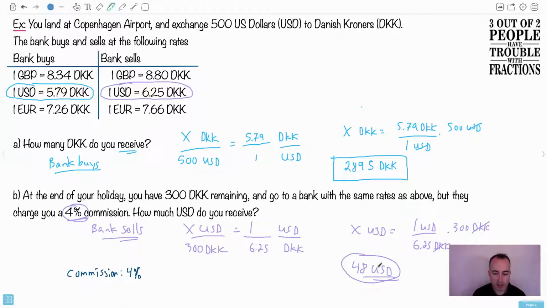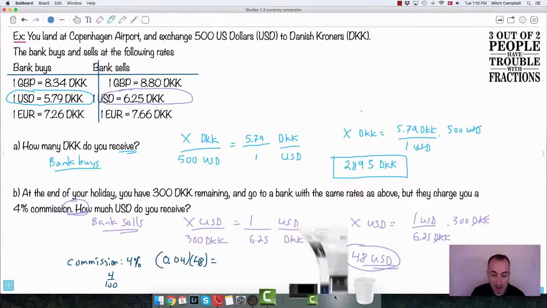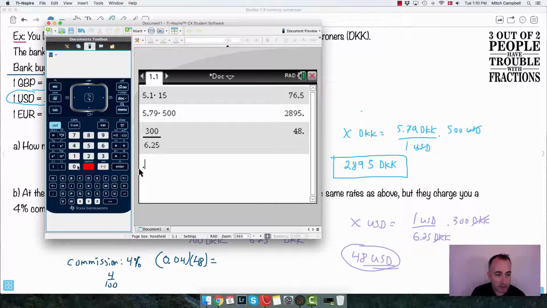So what you're supposed to get is 48 US dollars, but they take their cut. They're going to take 4%. Now, how do you find 4% of a number? You remember you have to multiply by the decimal version of that percent. So in this case, 4% is 0.04. You could technically do it as 4 over 100. That's what 4% is, right? If you know French, pourcent literally means over 100. So 4 over 100 is 0.04. We multiply that by 48. Let's do that on the calculator. This is going to tell me the amount of the commission. So 0.04 times 48 is 1.92.